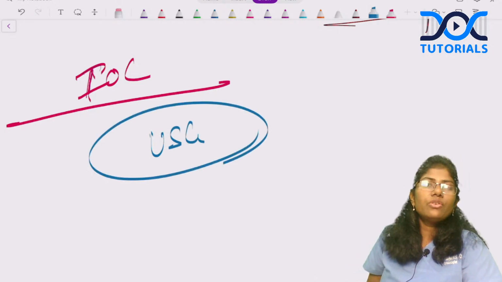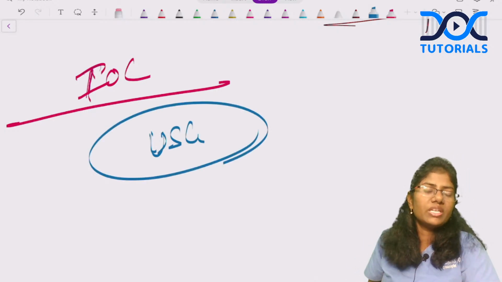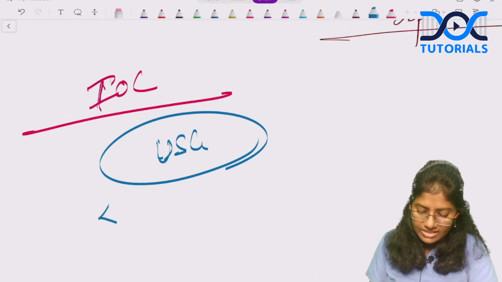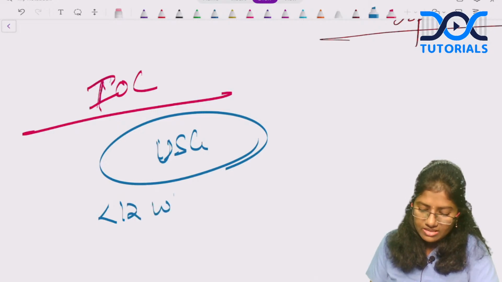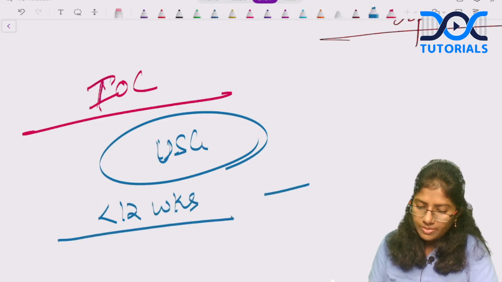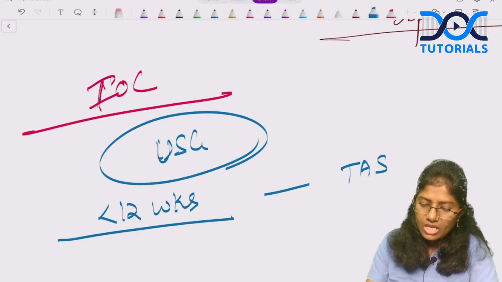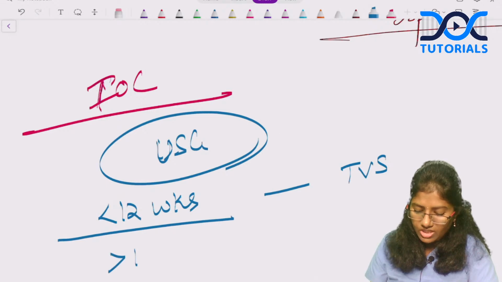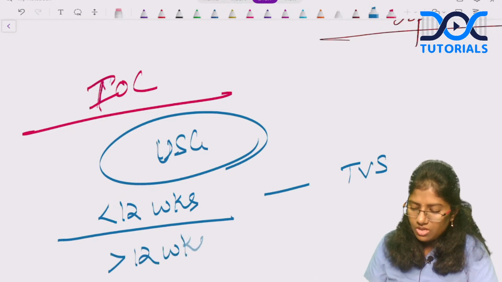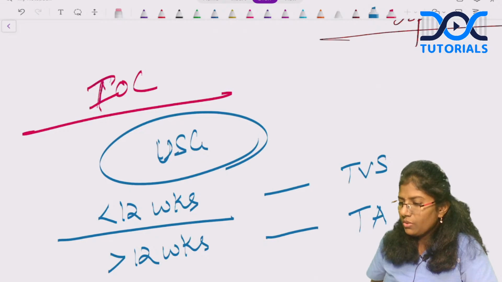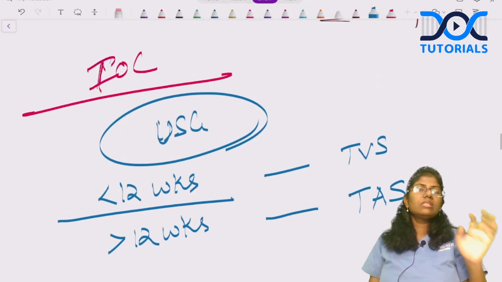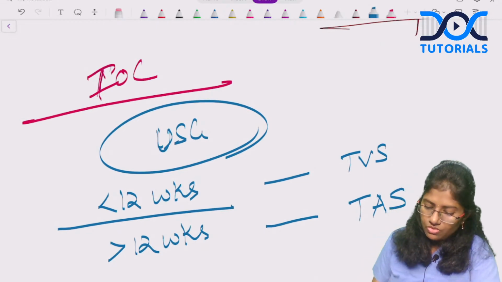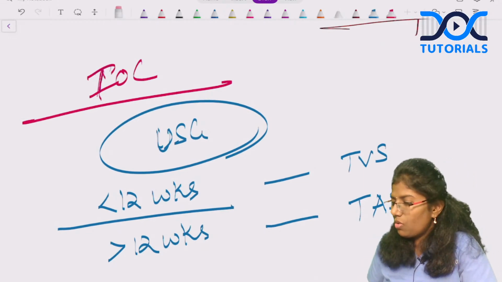The route of ultrasound, transabdominal or transvaginal, will always depend on the size of the uterus. If the uterus is less than 12 week size, you go for transvaginal ultrasound. If the uterus is more than 12 weeks, then you go for transabdominal ultrasound. Ultrasound is the investigation of choice.